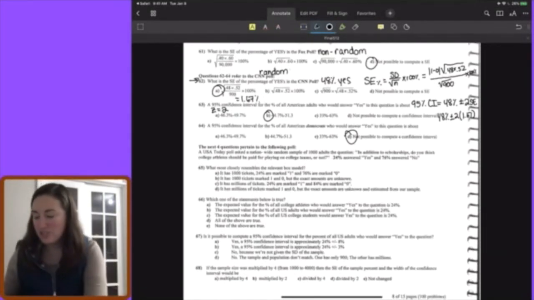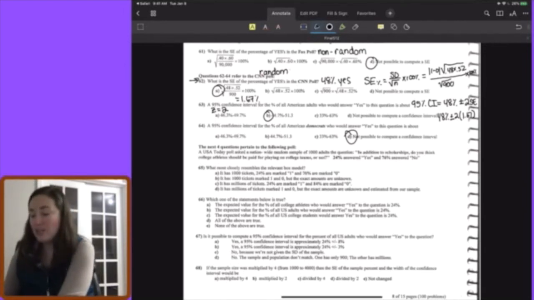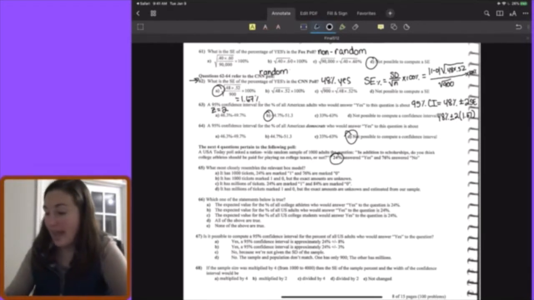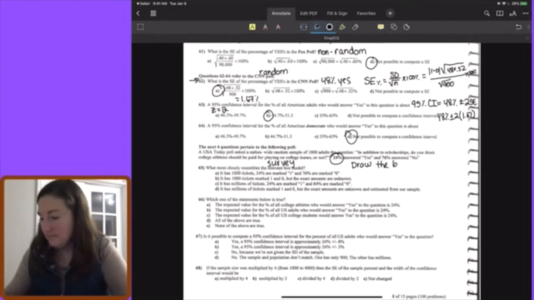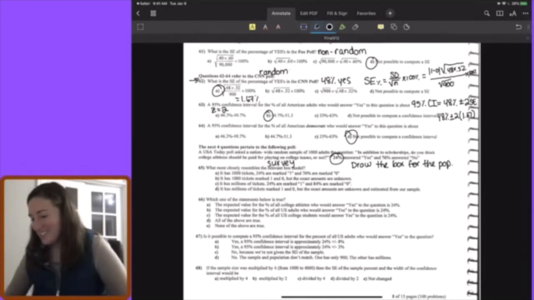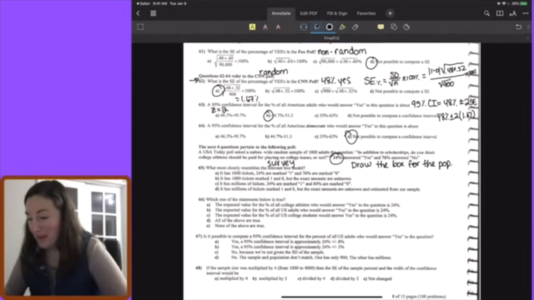A USA Today poll asked a nationwide random sample of 1,000 adults: do you think college athletes should be paid for being on college teams? 24% answered yes. So if I wanted to make this into a box model, this is definitely a survey situation. And in surveys, we always want to draw the box for the population. In this case, this is a nationwide random sample. There's going to be millions of people in that population.